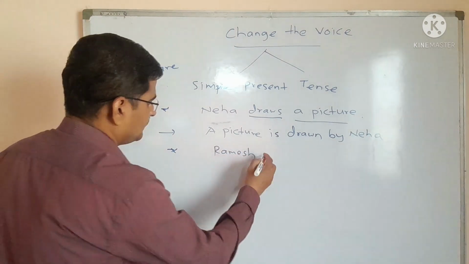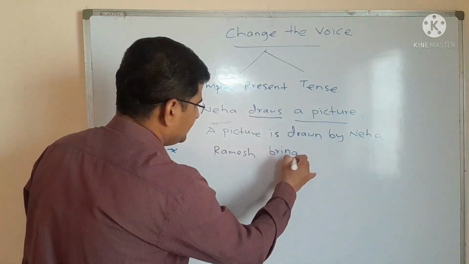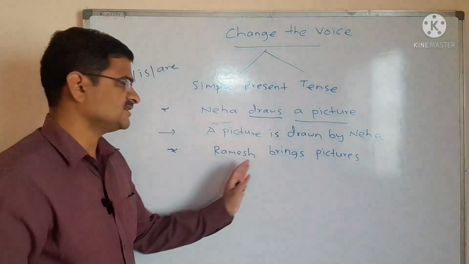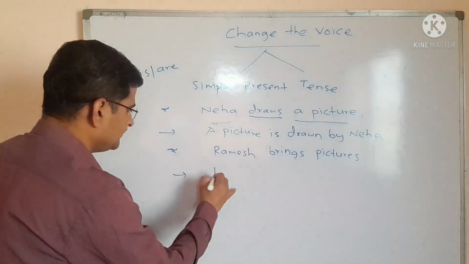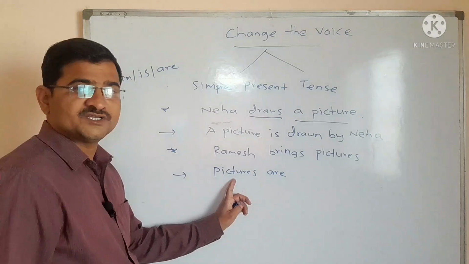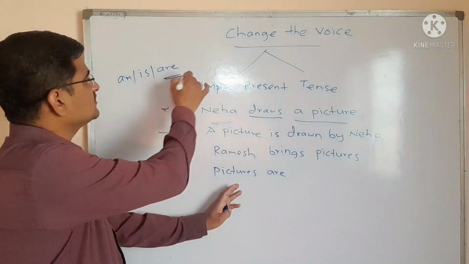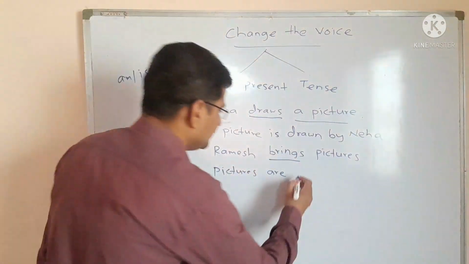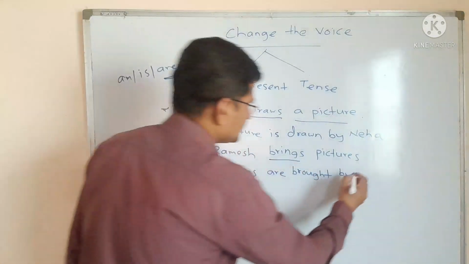Ramesh brings pictures. What does Ramesh bring? So pictures is the object, we have to take it at the beginning. Pictures are. See here, pictures is a plural noun or a plural subject, therefore we have to use are after it. Pictures are, V3 form of the verb bring, that is brought. Pictures are brought by Ramesh. Very simple.